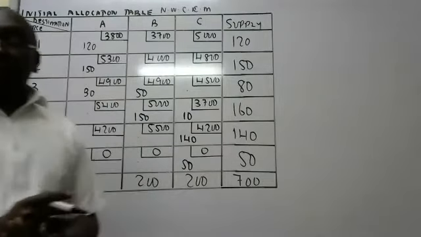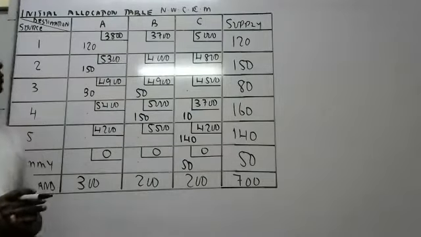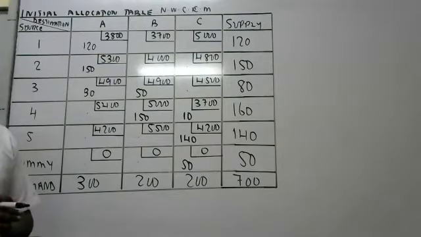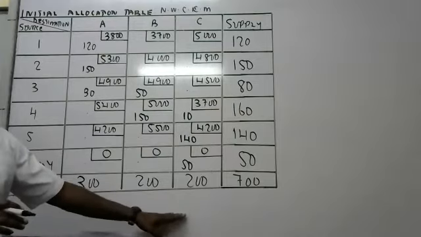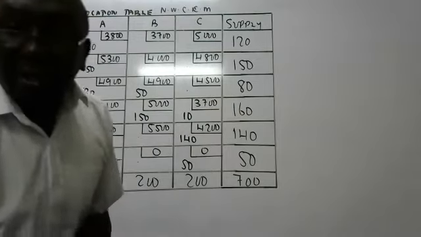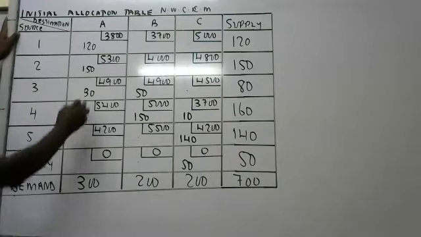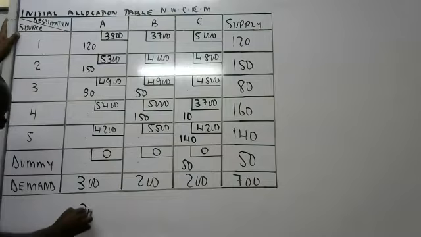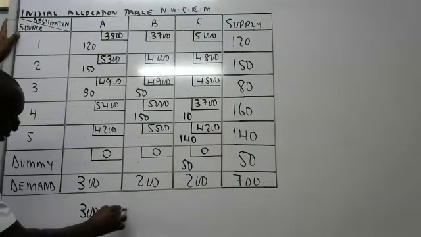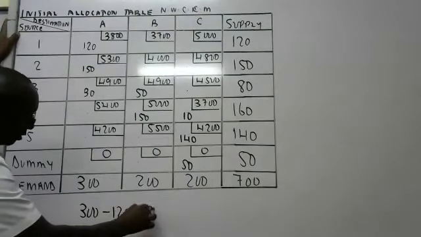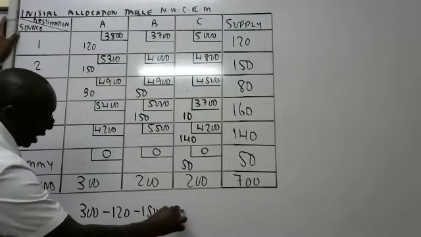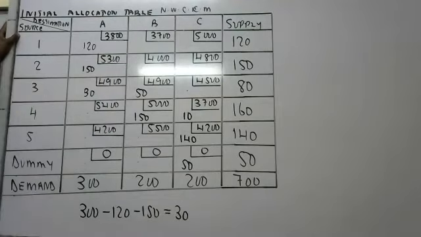Asia, did you get that? So that is how it's supposed to be done. Now, this 30 is coming from here. 300, we already have given 120, we already have given 150. So that is how we are getting 30. Is that okay now?